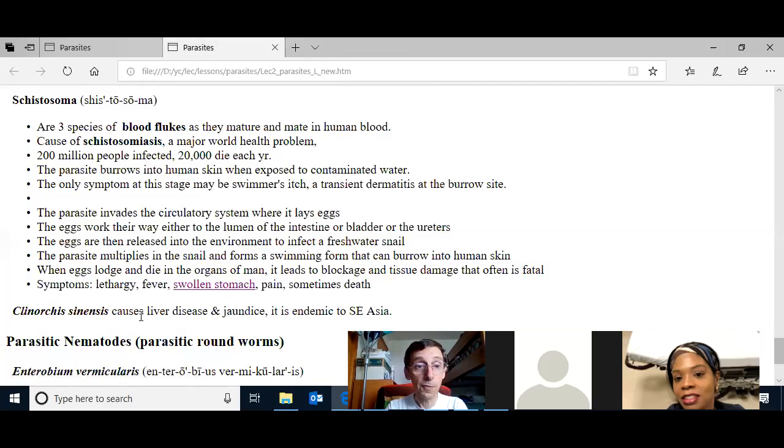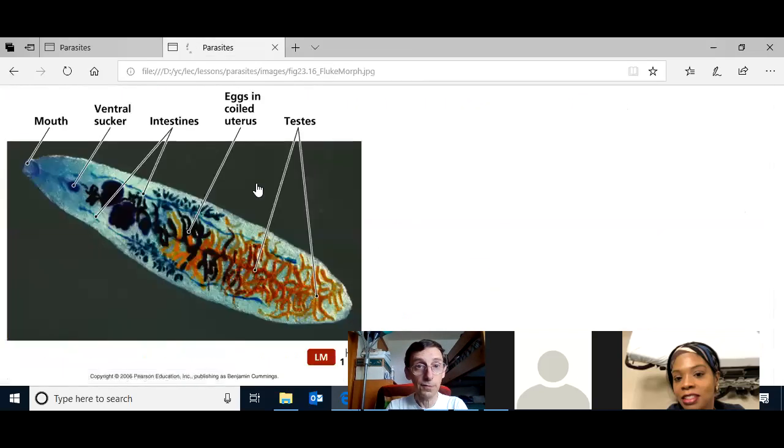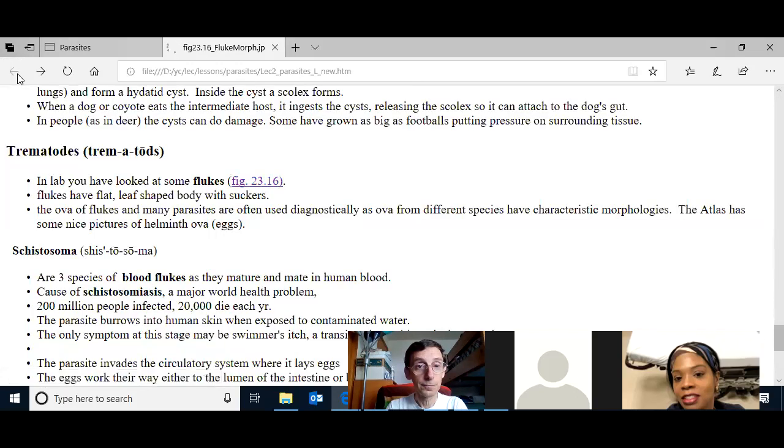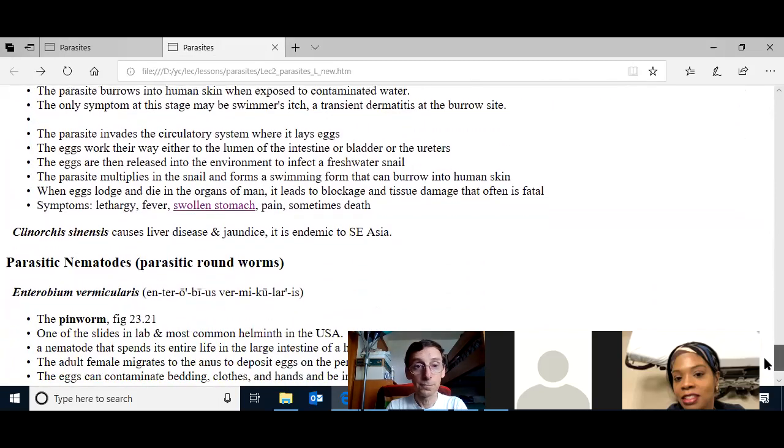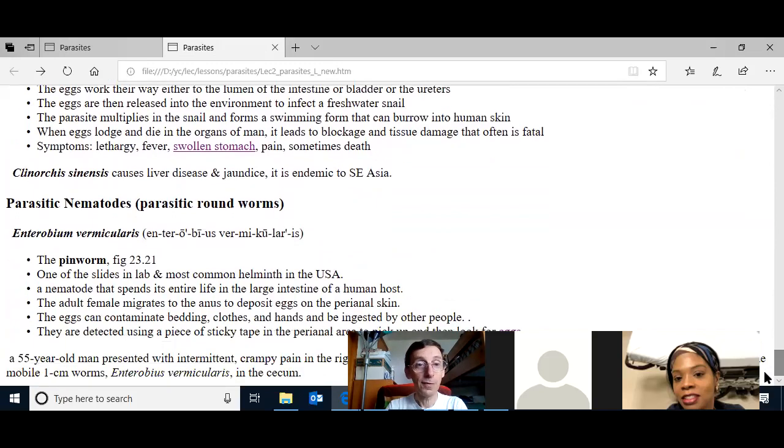All right. The only other fluke I want you to know is Clonorchis sinensis, the fluke that infects the liver and causes liver disease and jaundice. And it's also called the liver fluke because of the organ it hits. And it's endemic in Southeast Asia. And that was the fluke I actually showed you the picture of, the liver fluke. Any questions about flukes? No questions today, okay? So that's all you need to know about Clonorchis.